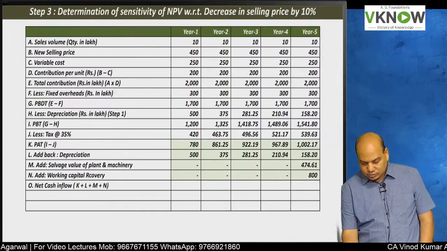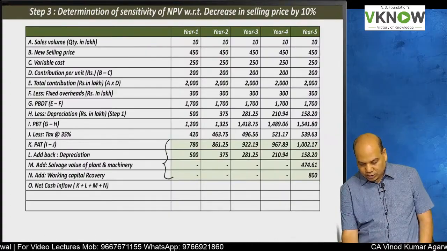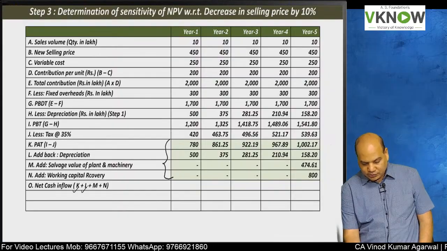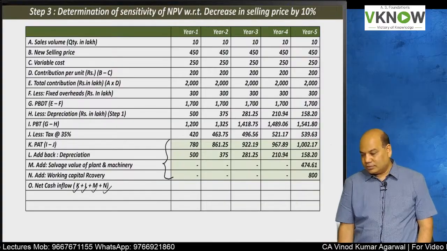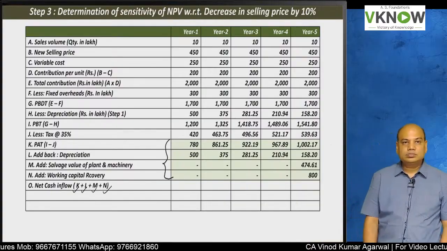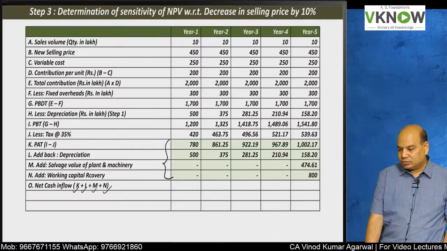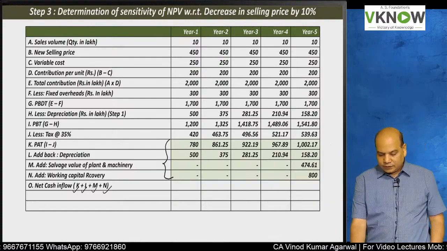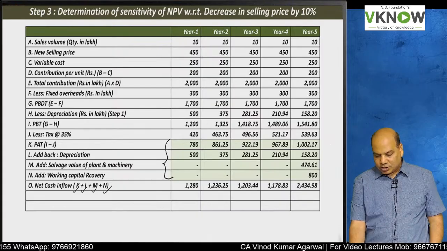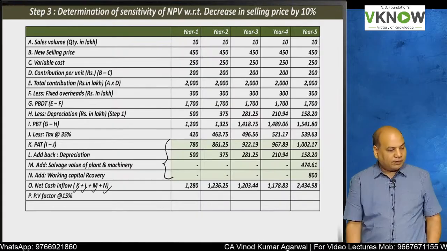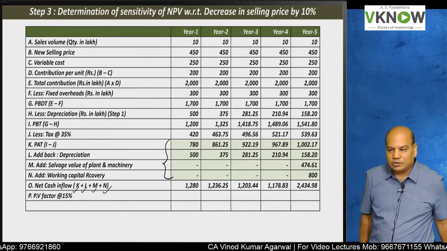Now net cash flow. Add these 4 lines. K plus L plus M plus N. Please solve yourself. After solving, check the answer. Write PV factor and compute present value.